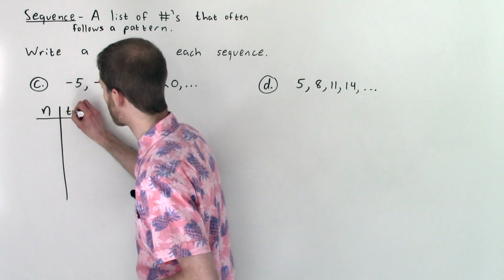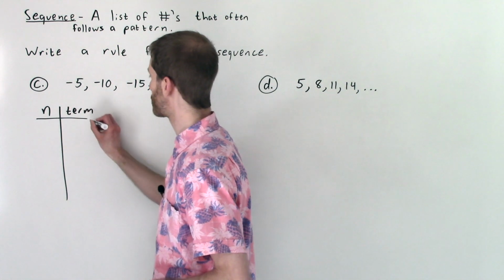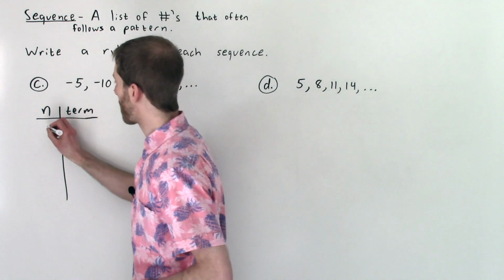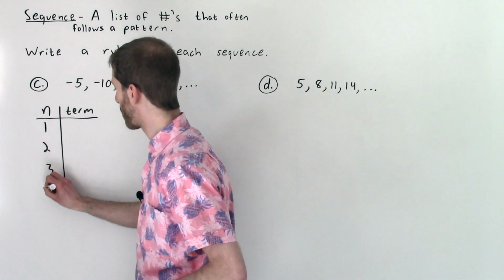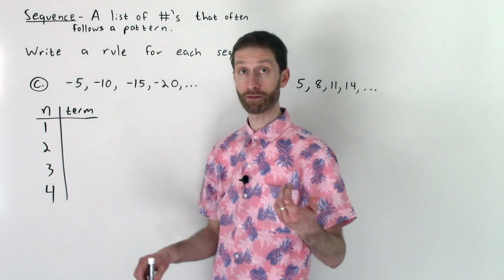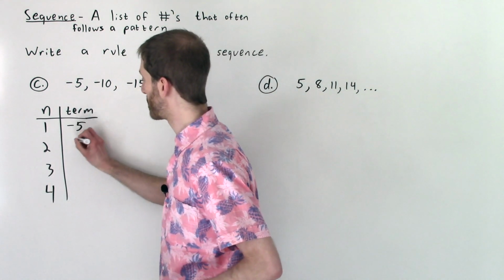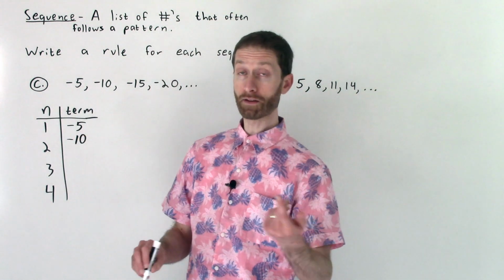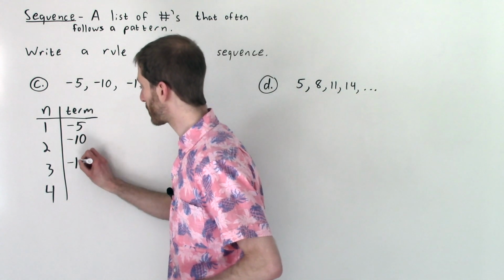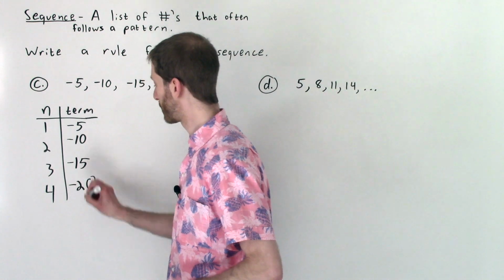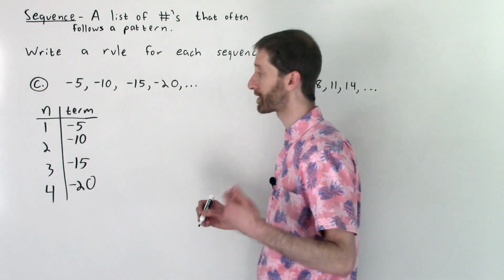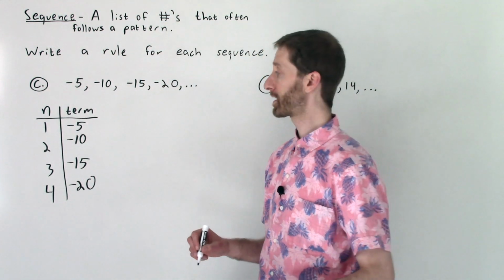I've got the nth term, and then I've got the actual term values. So I've got my first term, second term, third term, and fourth term here. My first term is negative 5. My second term is negative 10. Then negative 15 and negative 20. And you might look at this and say, I already know the pattern. Then you're in really good shape. But for those of us that aren't seeing it right away, let's go over this technique.